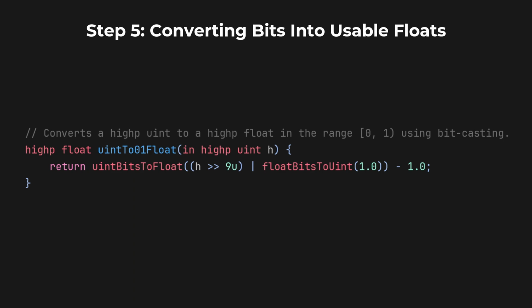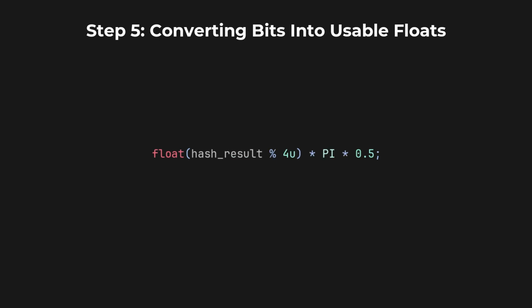You can randomize the exponent to squeeze out nearly 2 extra bits of entropy using a different conversion, but that adds complexity and doesn't improve visual quality. For discrete values like 90-degree rotations, you can use a much simpler method. Just take the random uint, mod 4, cast it to a float, and multiply by pi over 2.